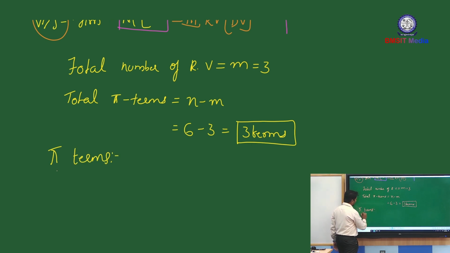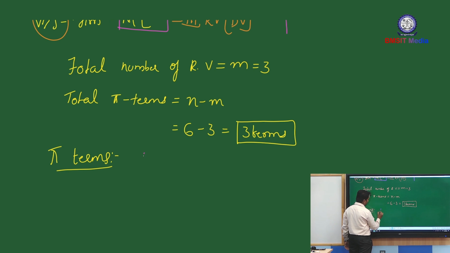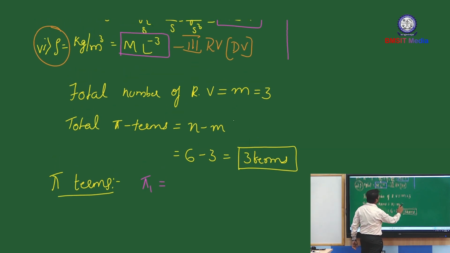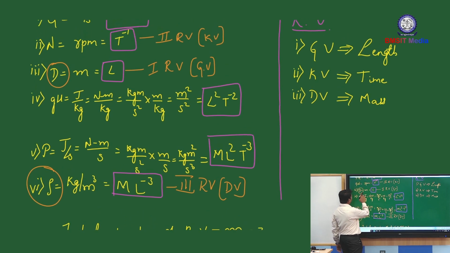As I told, there are 3 pi terms. What are all the 3 pi terms? Pi 1: we are supposed to write pi 1 by using the repeating variables. What are the repeating variables? We have taken d, second is n, third is rho.